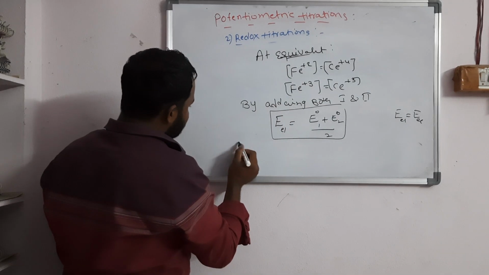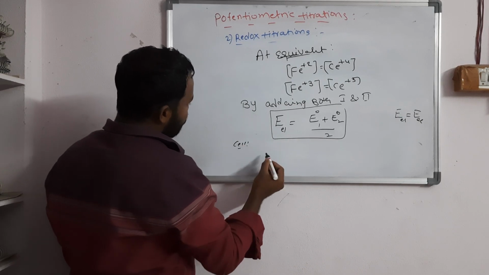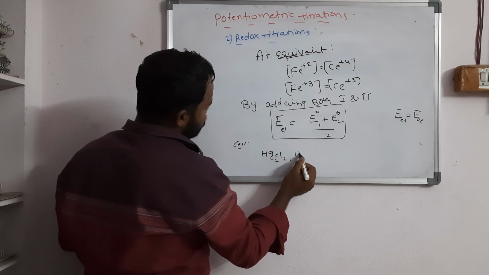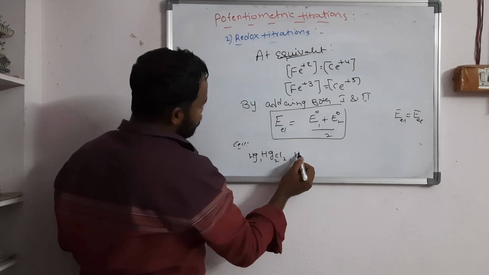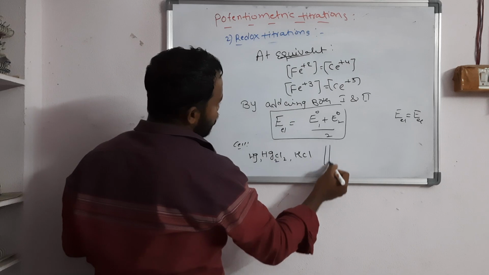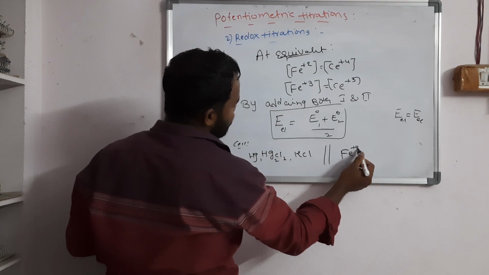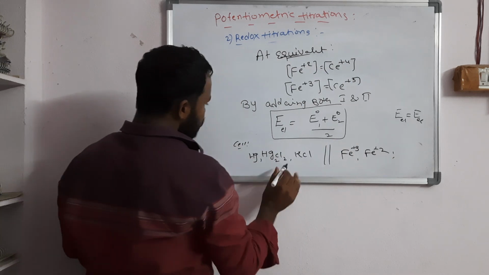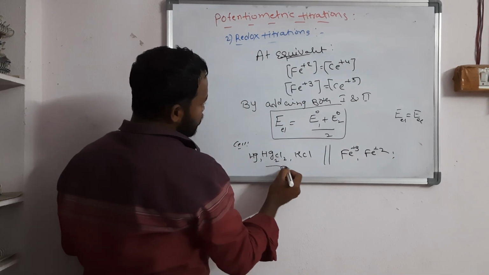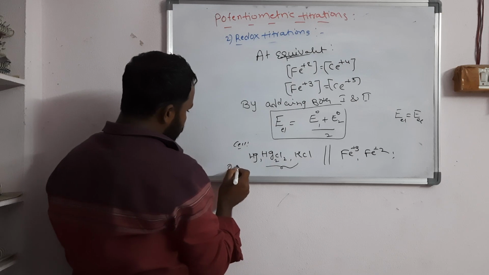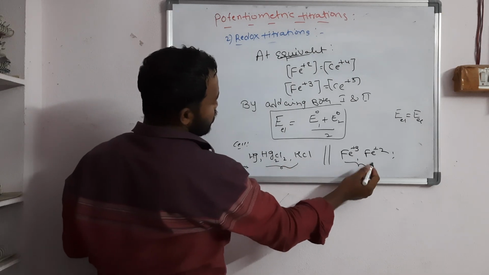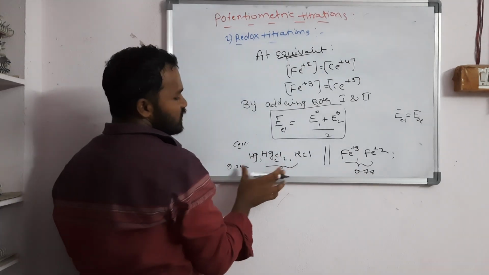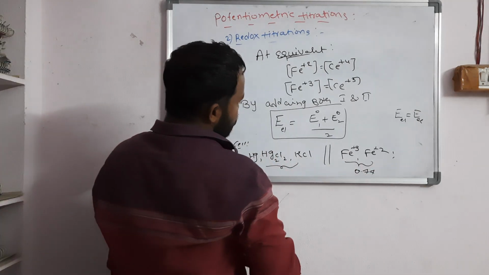If I connect the cell, what will I get? Same as before, a Hg2Cl2 in Hg, KCl electrode connected with iron plus 3 and iron plus 2. This is the reference electrode, whose value is generally 0.2422, and this value is 0.77, that's why I am writing. The lowest is on the left side, the highest is on the right side, so that is 0.77.